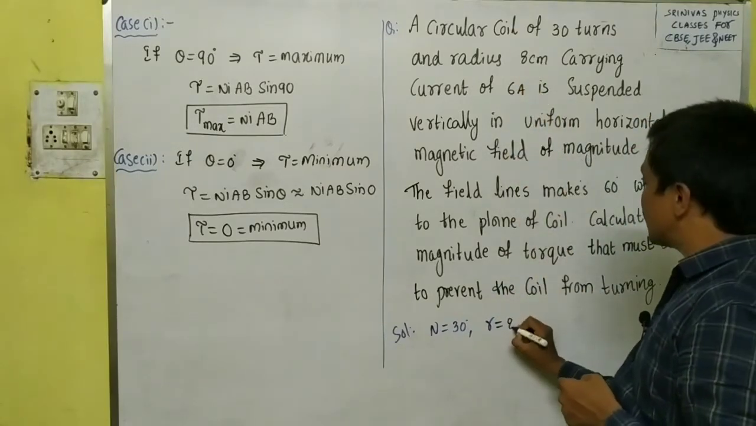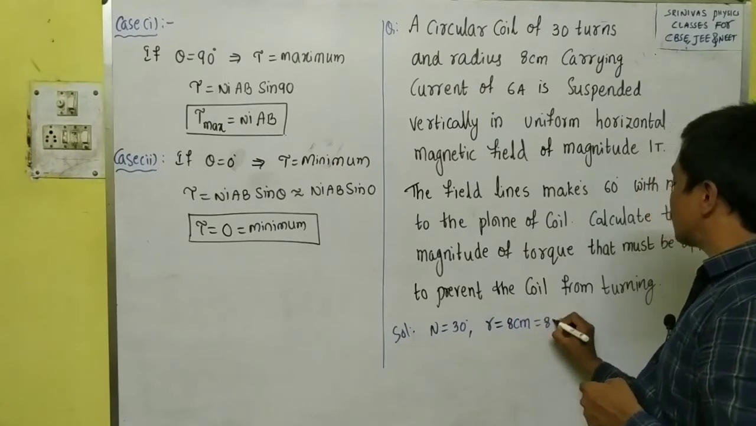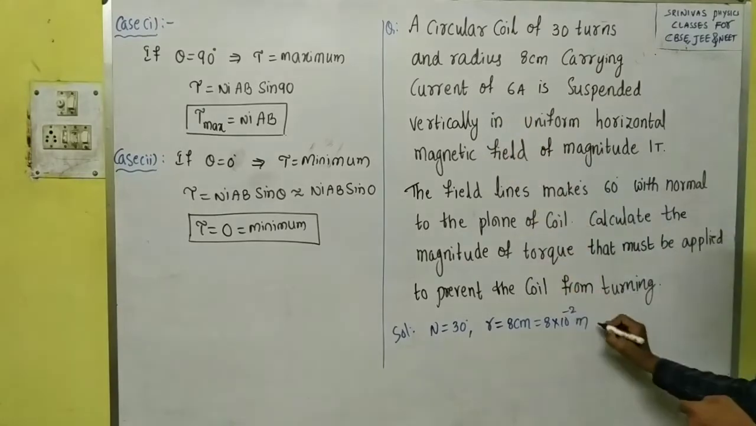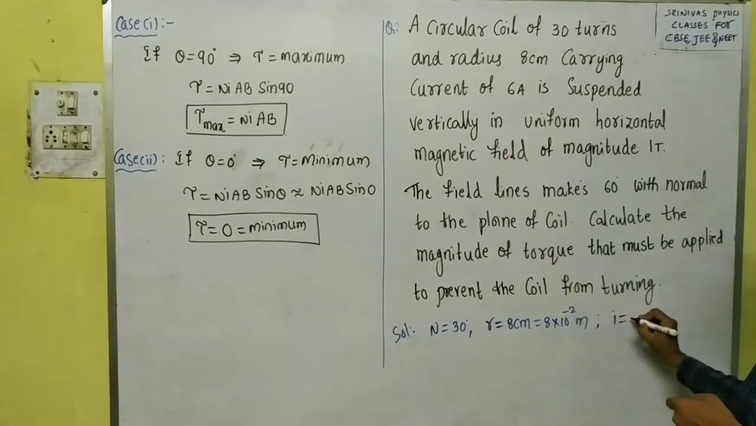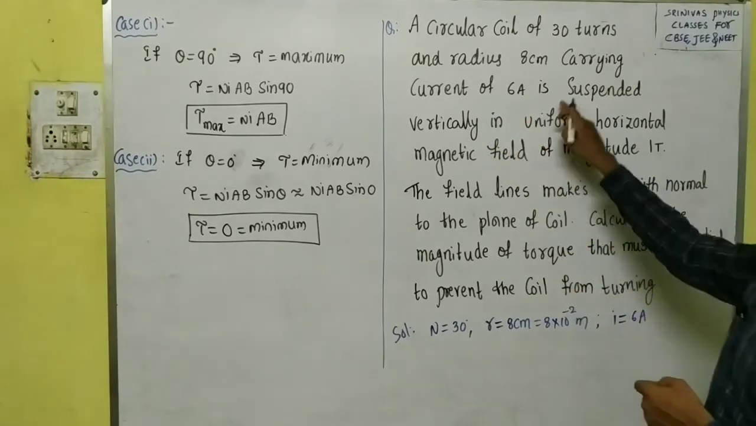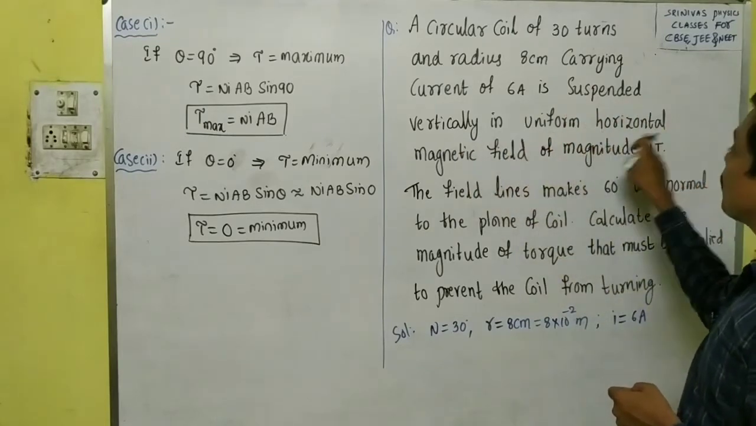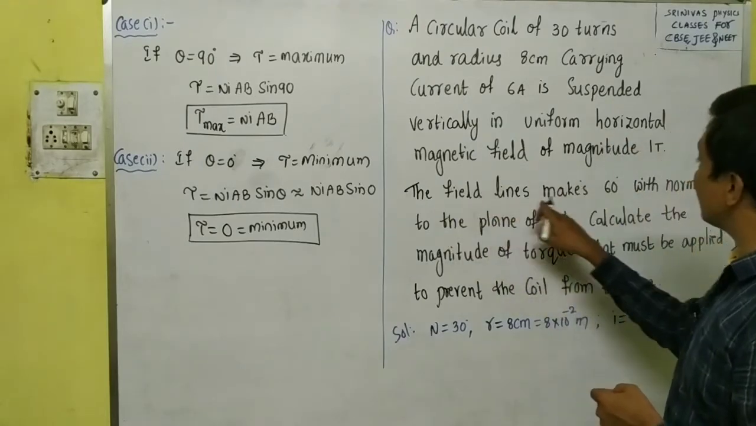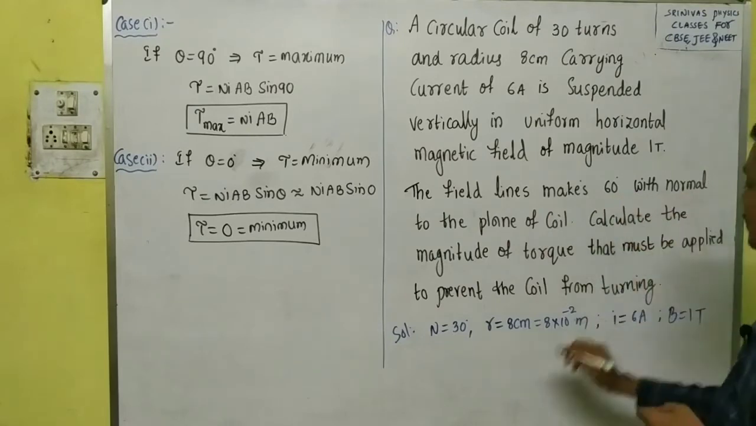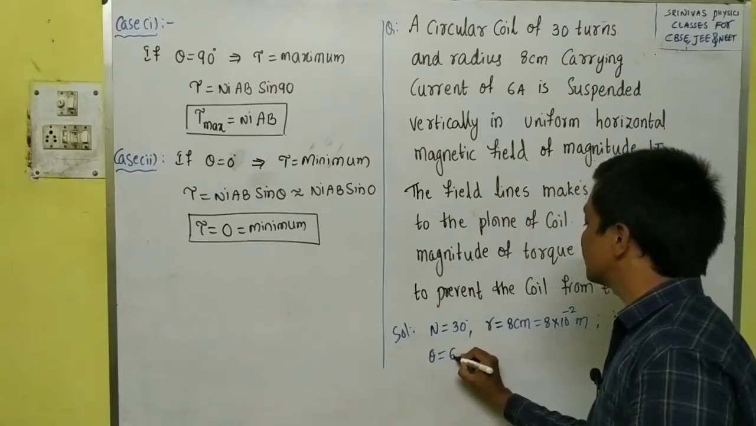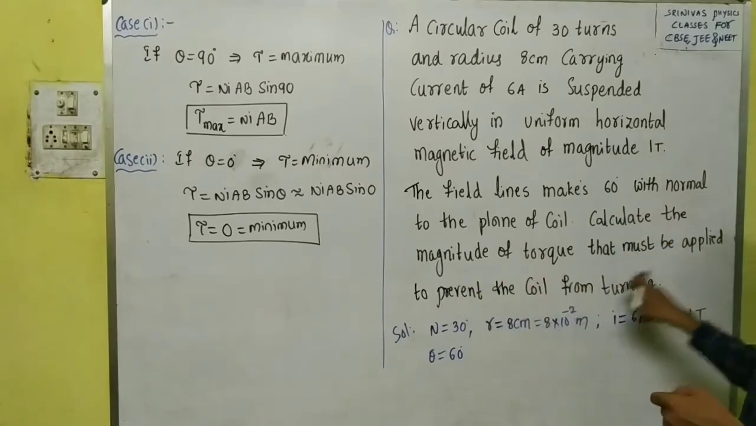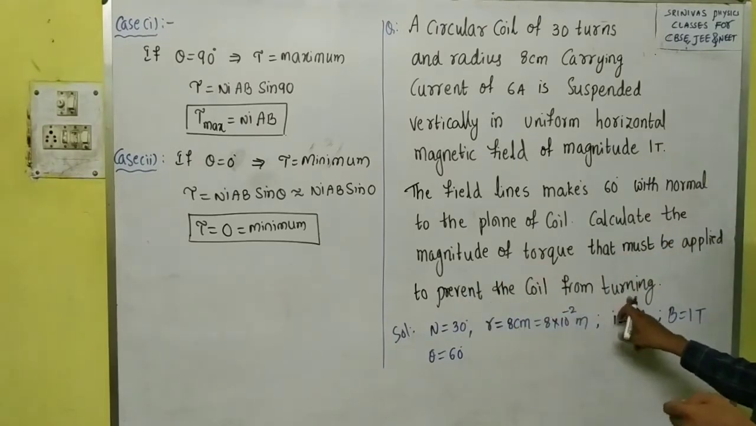The radius is 8 centimeters. We can convert into meters: 8 into 10 to the power of minus 2 meters. Next, this circular coil is carrying a current of 6 amperes. It is suspended vertically in a uniform magnetic field of induction 1 Tesla. The magnetic field is 1 Tesla, and the field makes 60 degrees with the normal. Theta is 60 degrees. The question is: calculate the magnitude of the torque that must be applied to prevent the coil from turning.